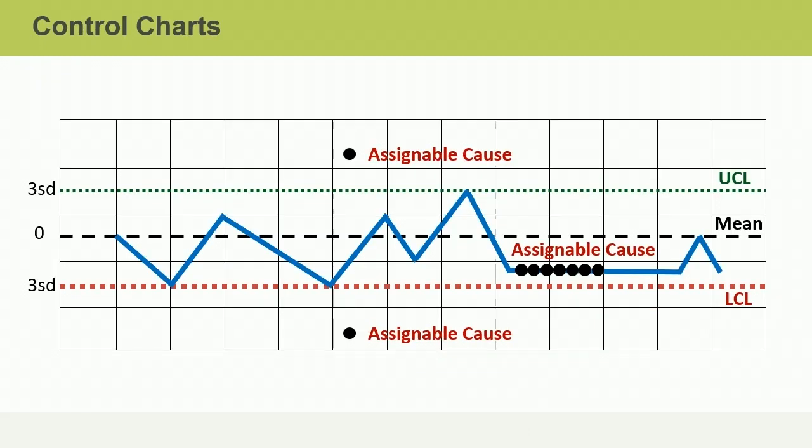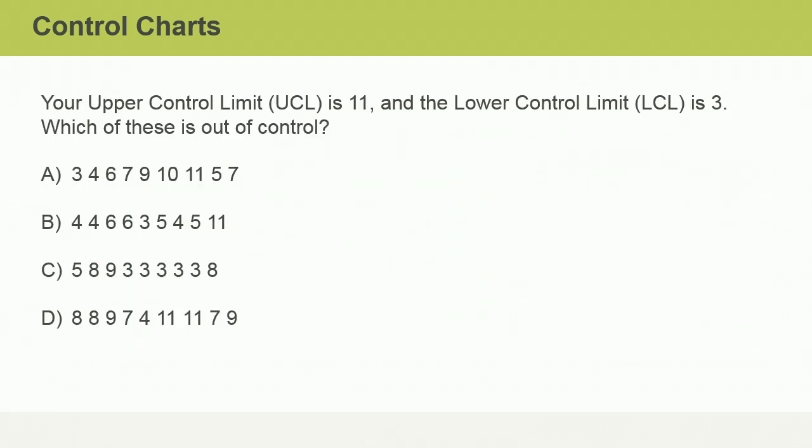Now, we know there are two situations where a process is considered to be out of control. One sample that falls above the upper control limit or below the lower control limit, or the rule of 7, a series of 7 consecutive samples falling on one side of the mean, either between the mean and the upper control limit or between the mean and the lower control limit. We are going to perform a few control chart exercises to test our ability to identify processes that are out of control. In this example, we have an upper control limit of 11 and a lower control limit of 3.